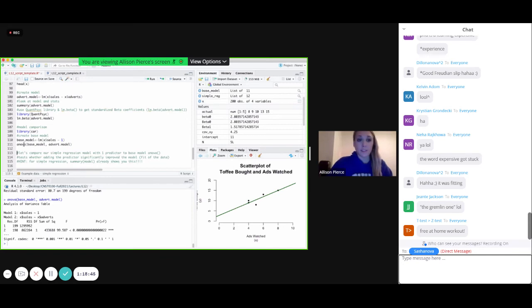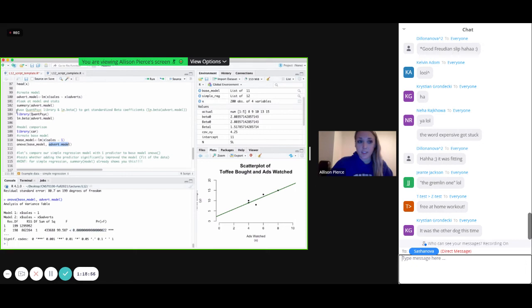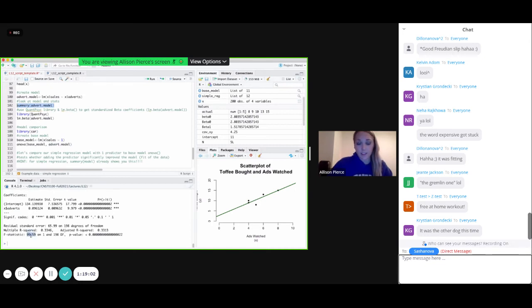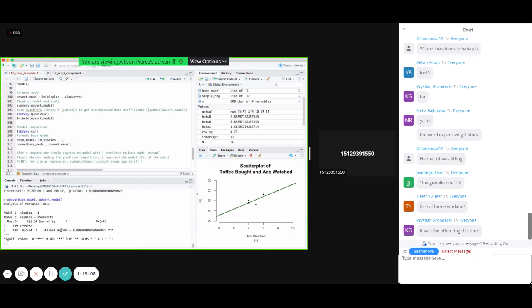So if we run this, comparing our model only using the mean versus our model with our advertising predictor, what you can see is this is significant. But notice this value that it gives you. I'm going to run our summary of our advert value again. Look at our F statistic and our p-value. Notice it's exactly the same.